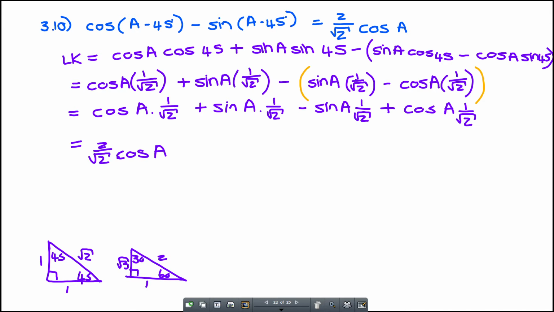Okay, en dan het ek sin A 1 op wortel 2 minus sin A 1 op wortel 2. Wat vir my niks gee nie, né? Okay, and that means that it is the same as the right hand side. Okay. Any questions? Julle reg? Kan ek skip?